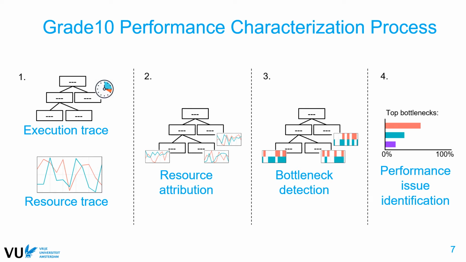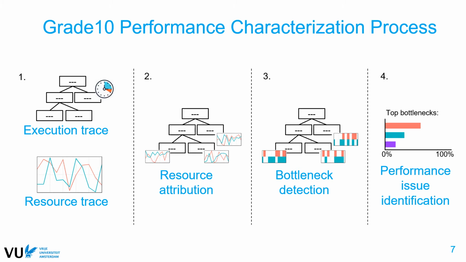Grade10 extracts an execution trace and a resource trace from log files and system monitoring data. These traces capture a timeline of the operations the application was performing and how much of each resource was used in the process. I will explain execution traces in more detail on the next slide. The second step is resource attribution.